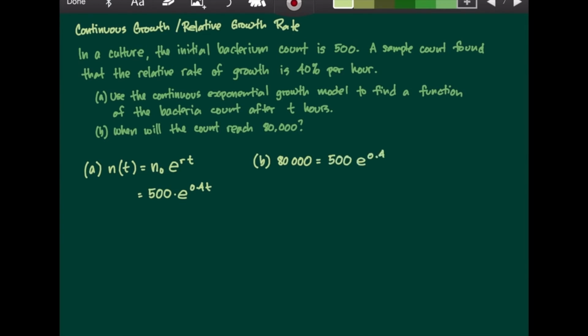So, 80,000 is equal to 500 times e raised to 0.4 times t. So, e raised to 0.4 times t is equal to 80,000 over 500. This is 160. So, take the ln of both sides. Yung ln of 160, pwede naman siyang i-compute sa calculator. So, you'll get t is equal to ln of 160 over 0.4. And that's equal to approximately 12.7 hours using this model.